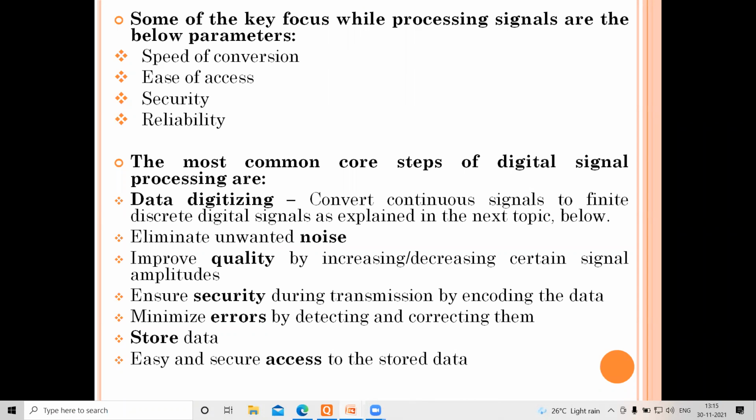Therefore, some of the key focus areas are, one, speed of conversion. What is the rate at which you convert the information? That's one. Ease of access. You said you'll be storing your data in your hard disk. How easily are you able to access that? Security. I'm talking now. Is the information transmitted and received secure or not?